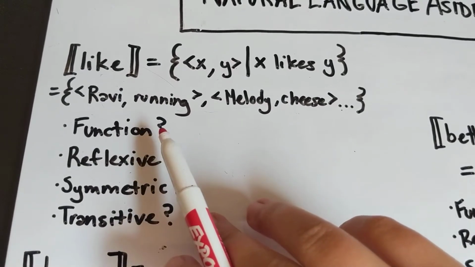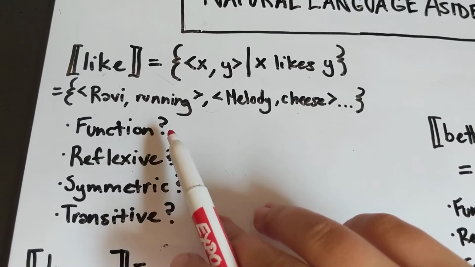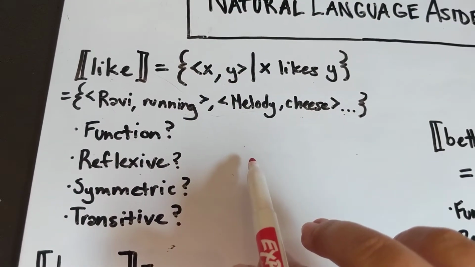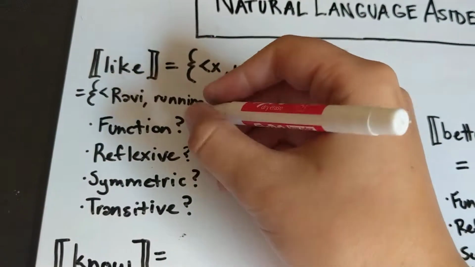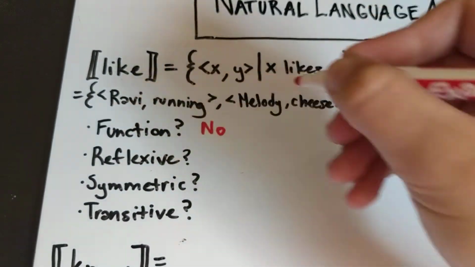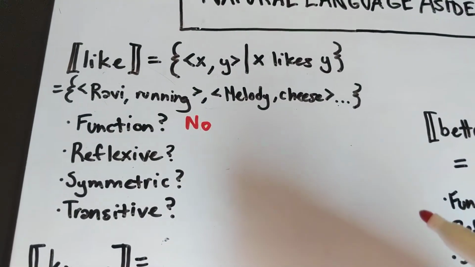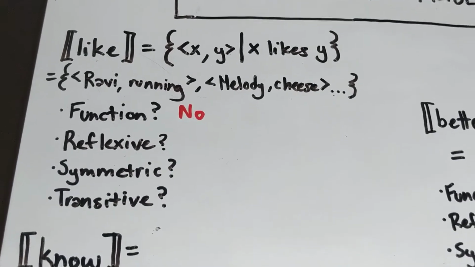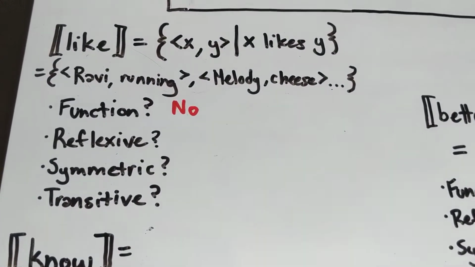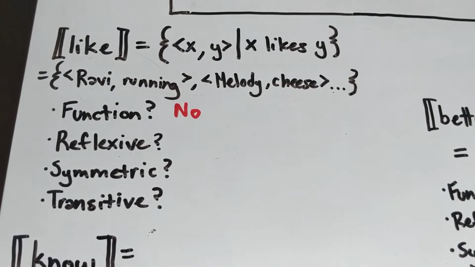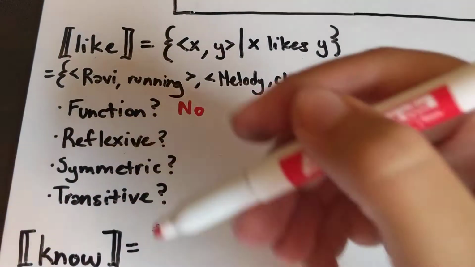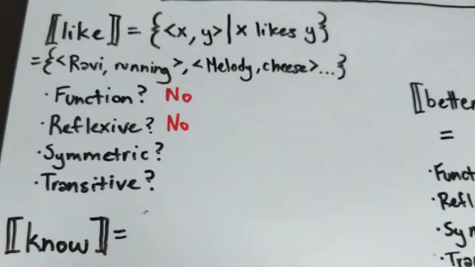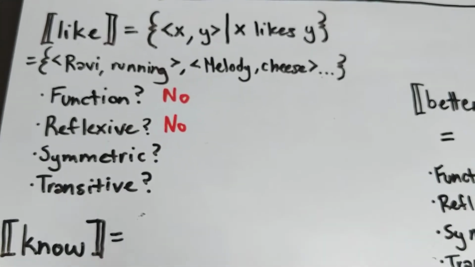So this relation like, is it true that like is a function relation? So we think about this: is it possible for somebody to like more than one thing? Can one member of the domain be related to two members of the range? Yes, it can be, so it is not a function. It is totally possible for Ravi to like both running and cheese. Is it reflexive? If it were a reflexive relation, then everyone would have to like themselves. In an ideal world, this would be true, but I think it's pretty clearly not the case, sadly enough, that everyone likes themselves, so this is not a reflexive relation.